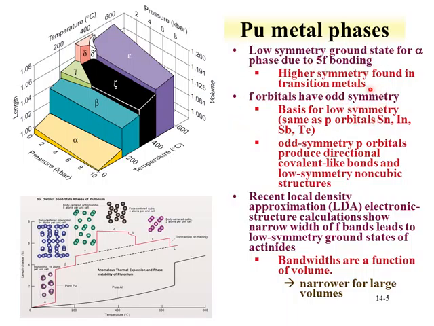These f orbitals have odd symmetry, so they're similar to the p orbitals. So you see some similarities between the behavior of plutonium and these p orbital metals: tin, indium, antimony, tellurium. And this has also been modeled with local density approximations. They show that the narrow widths of the f bands lead to low symmetry ground states of the actinides, which is observed. And here's an example of some of these lower symmetry crystal states.